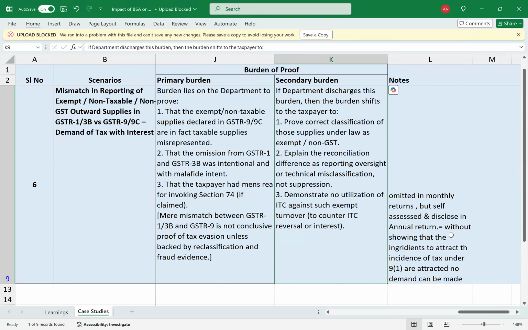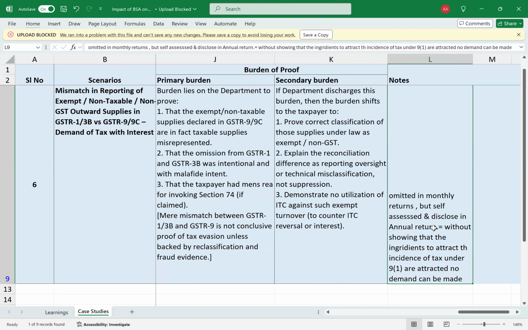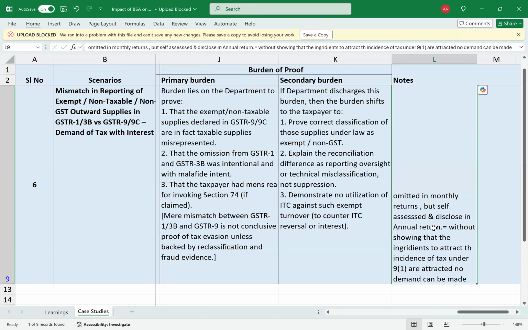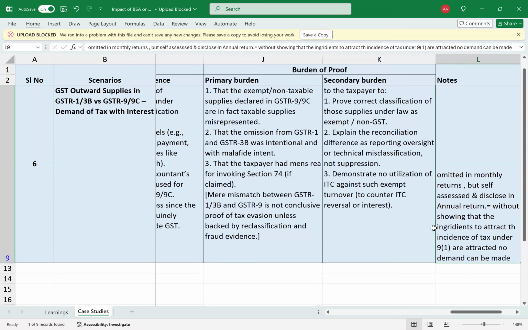And see, what if I get a notice? What I got from the learnings is that I would have challenged that. The basic ingredients of Section 9(1) should be there. So in the notes I've written, if it is omitted in monthly returns, but it's a self-assessment done in the annual return, without showing the ingredients to attract the incidence of tax under 9(1), demand cannot be made.